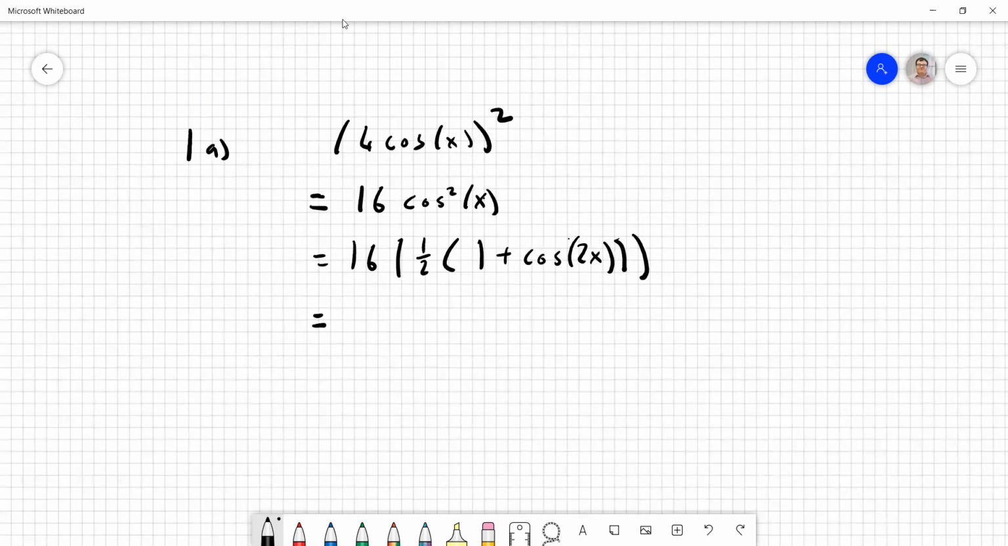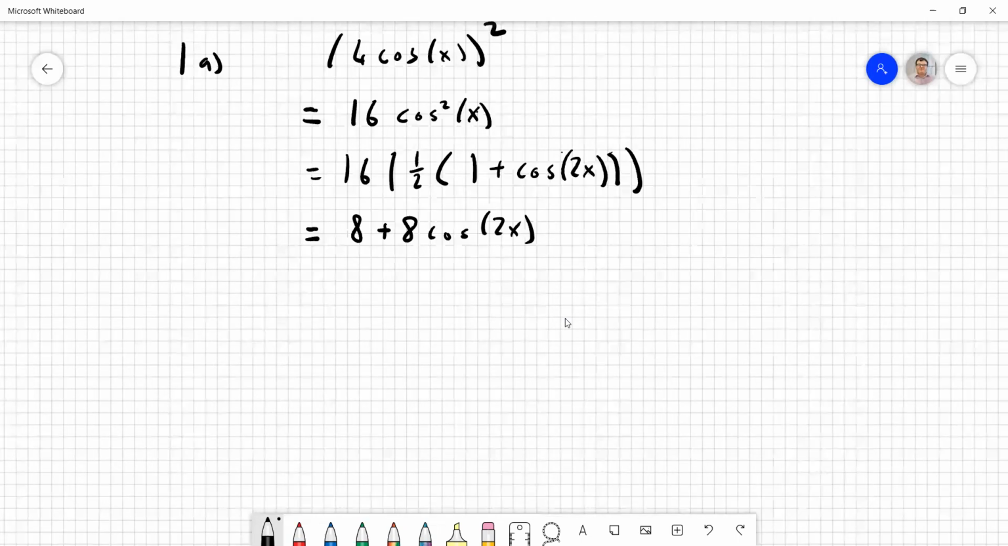We can then multiply this through, and we can do it in one stage. 16 times a half is 8, and then we'll have 8 times the items in the brackets here, so we're going to be left with 8 plus 8 cos 2x.